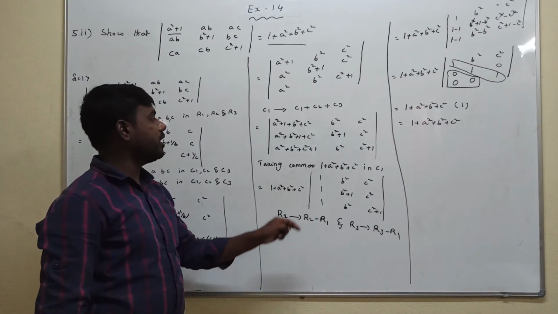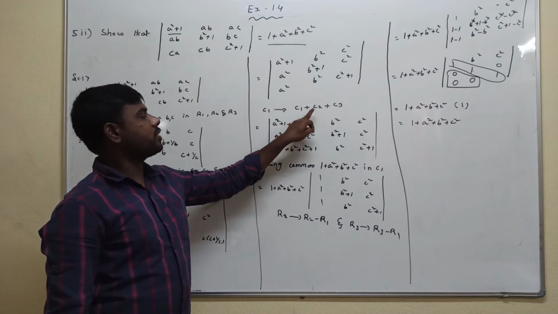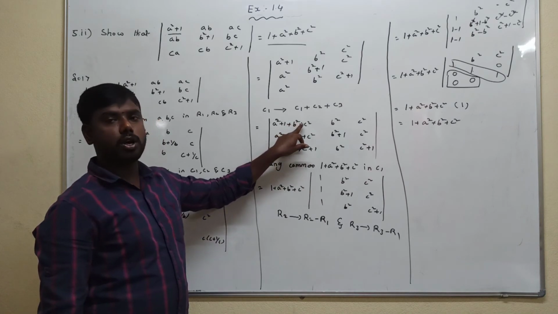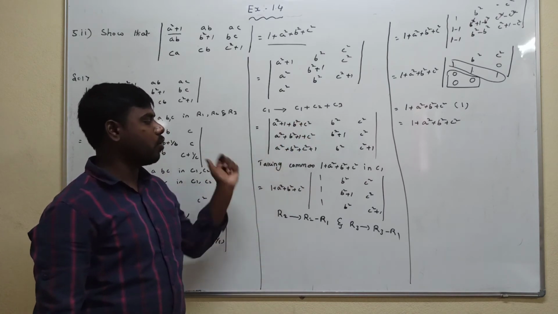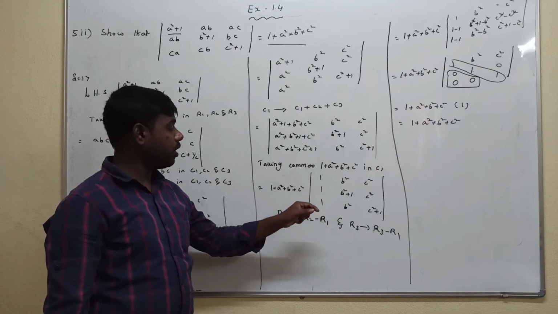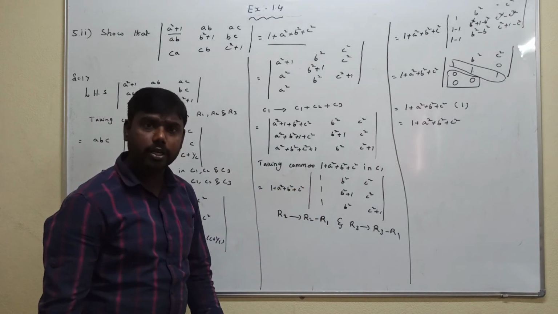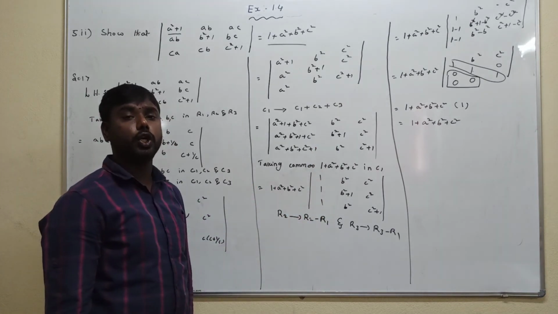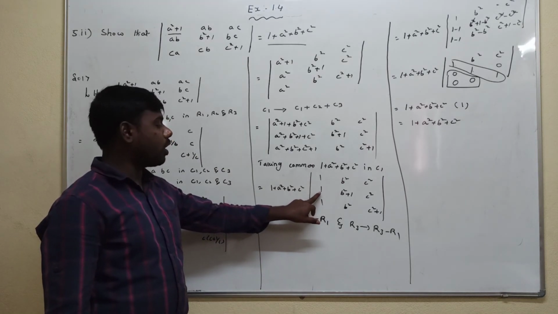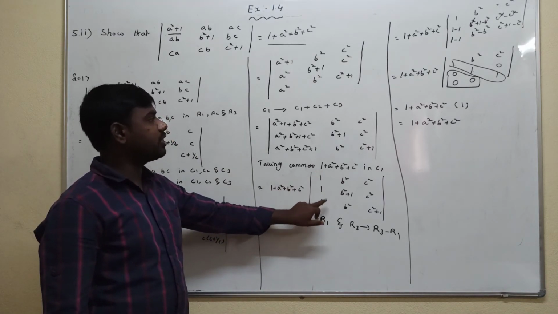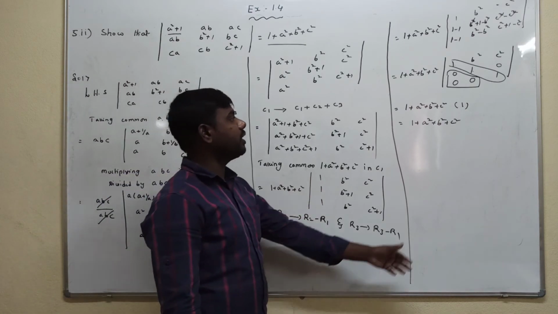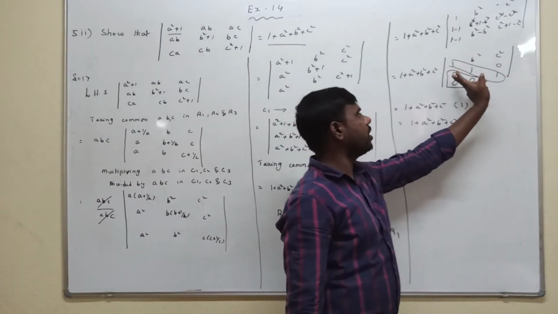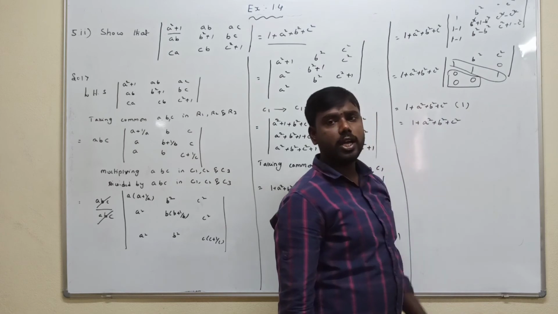Here, applying the condition C1 changes to C1 plus C2 plus C3. Applying that condition, in the first column 1 plus A square plus B square plus C square is common, just a plain common outside. After that, we get this determinant. So here applying the determinant condition, or else since all the elements in the first column are 1, to put 0 in any two of the ones, the condition is R2 changes to R2 minus R1, R3 changes to R3 minus R1. After applying the condition, we get 1 plus A square plus B square plus C square times the determinant of 1, B square, C square, 0, 1, 0, 0, 0, 1.